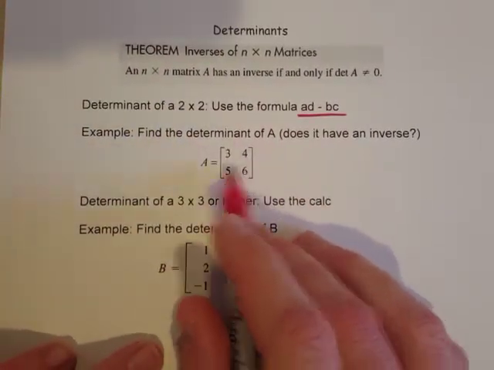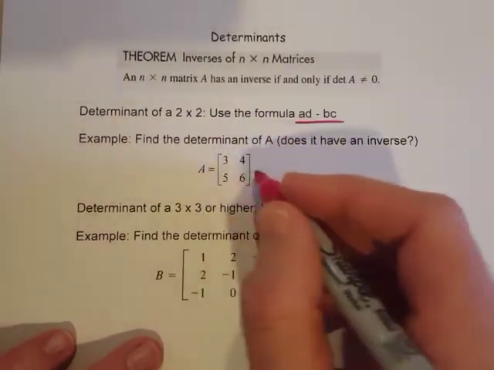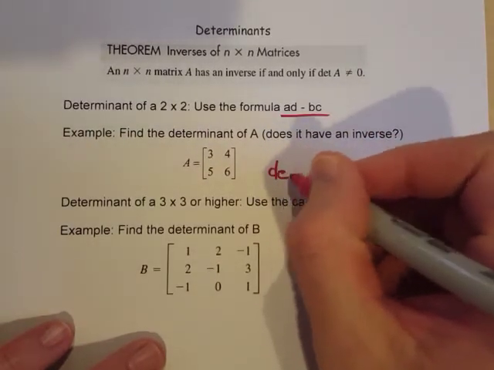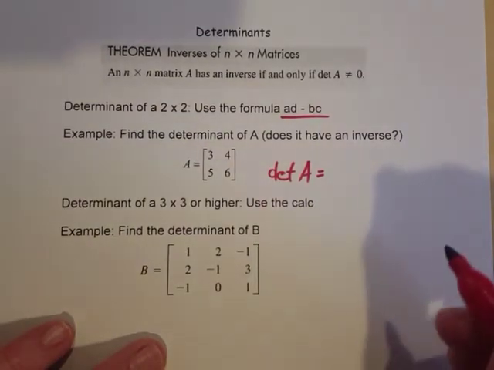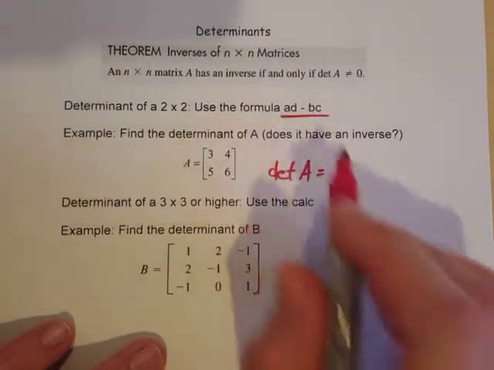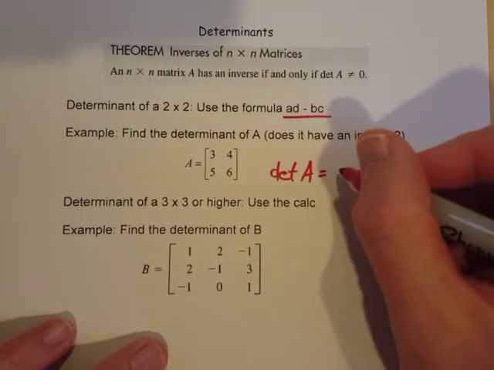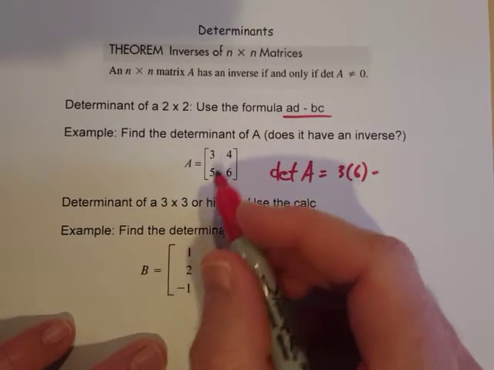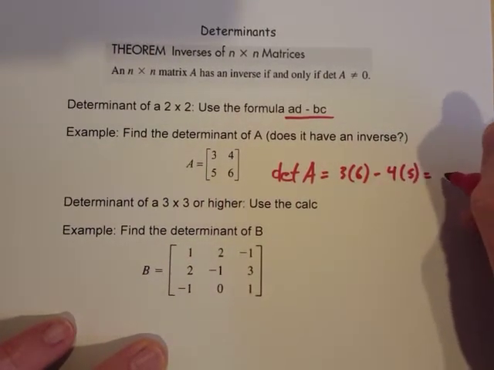I've got one right here, matrix A. So we need to find out if this one has an inverse. We denote the determinant of A, and the determinant of A is AD minus BC. So in this case, all we've got is 3 times 6 minus 4 times 5, which is going to give us negative 2.